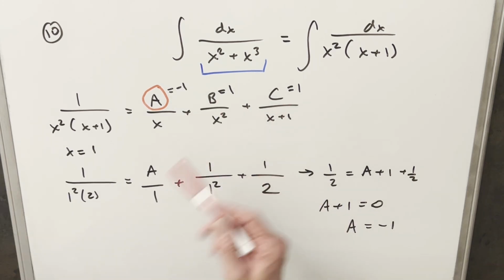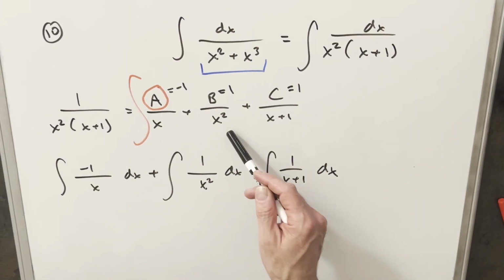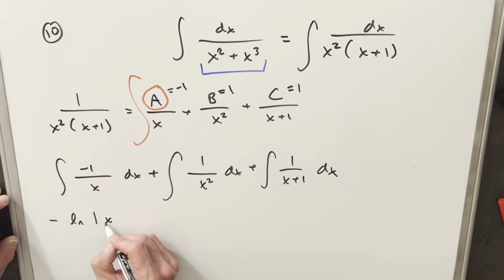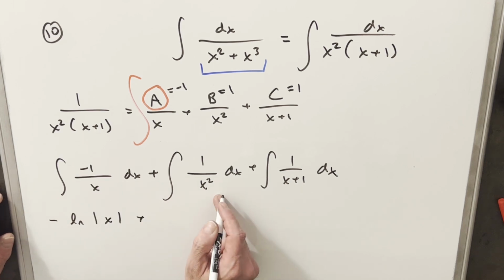But now that we have our a, b, and c values, we can basically just integrate this thing and finish this off. Okay, so just taking what we found here, we end up with 3 pretty easy integrals. So let's just integrate these things. So this first one's going to be minus natural log absolute value x, plus this is going to be power rule.